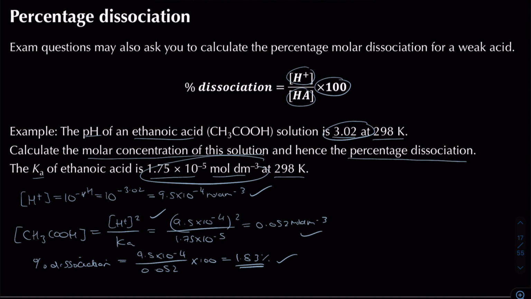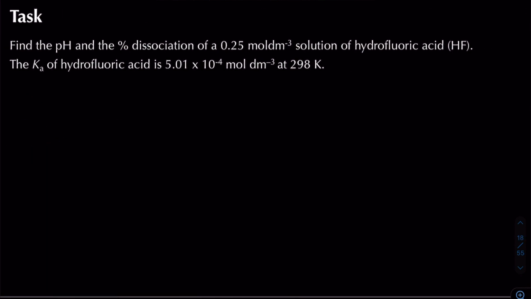So yeah, I've got an example for you to try. Feel free to pause the video and have a go. So in this example, we're asked to find the pH and the percentage dissociation of a 0.25 mole per decimeter cube solution of hydrofluoric acid, and the Ka of hydrofluoric acid, HF, is going to be 5.01 times 10 to the power of minus 4 mole per decimeter cubed at 298 Kelvin.